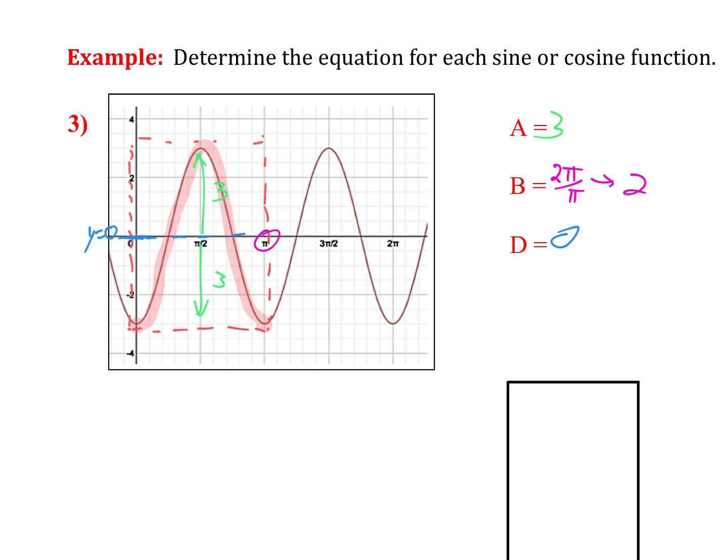Now this function is a negative cosine graph. So the function rule would be a -3 times cosine of 2x plus 0. And no, you do not need the plus 0 there if you don't want it. So if it makes you happier to leave that off, then leave it off.